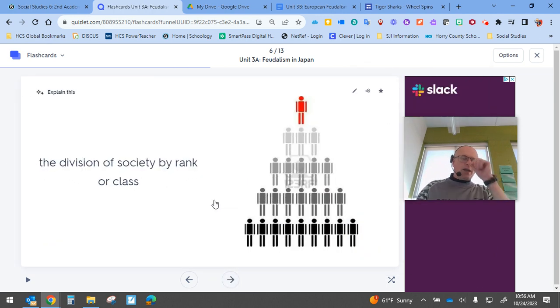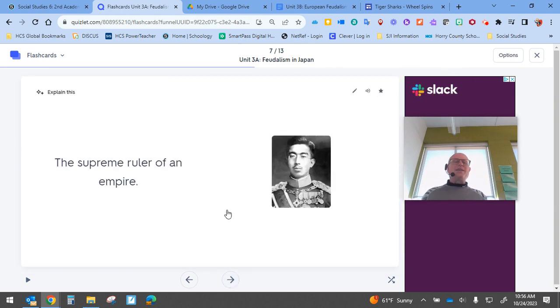Social hierarchy. A social hierarchy is a diagram we use to rank people. People with the most power and wealth are at the top. People with less power and wealth are at the bottom. Emperor is at the top of Japanese feudal society.